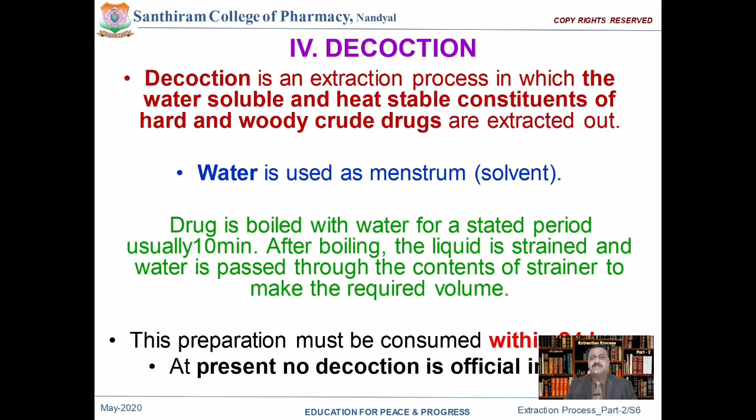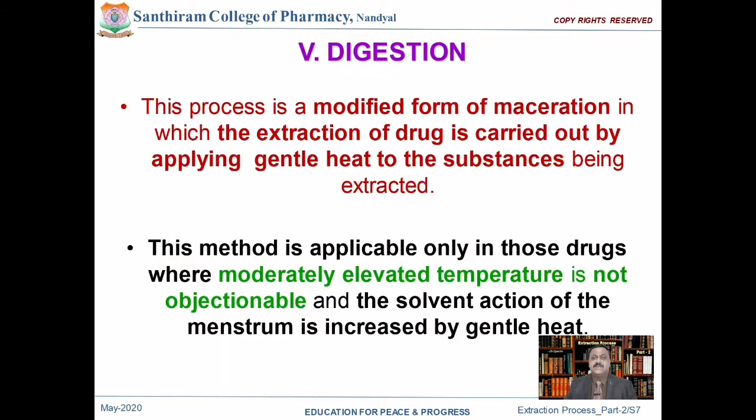And next is the digestion process, and this process is a modified form of maceration in which the extraction of drug is carried out by applying a gentle heat to the substance being extracted. Right here you have to recall the maceration process that we discussed in the first part of the video. And what they say here, this process is a modified form of maceration in which the extraction of drug is carried out by applying a gentle heat to the substances being extracted.